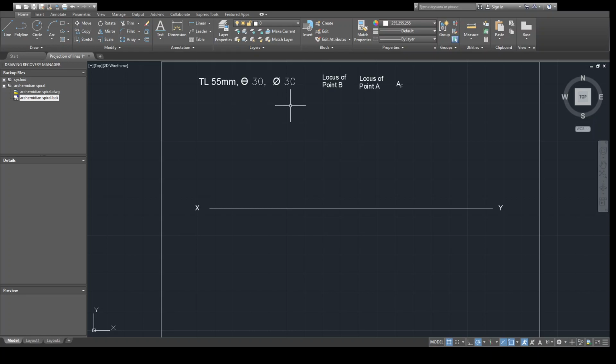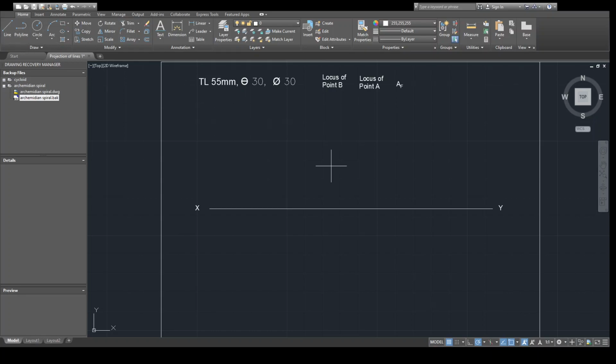So here in this case the line is inclined to both the planes, that is HP 30 degrees and VP 30 degrees, and the true length is 55 mm, and we need to draw the projections of the line. So how to solve this problem? We'll go very step by step. So follow the procedure step by step.